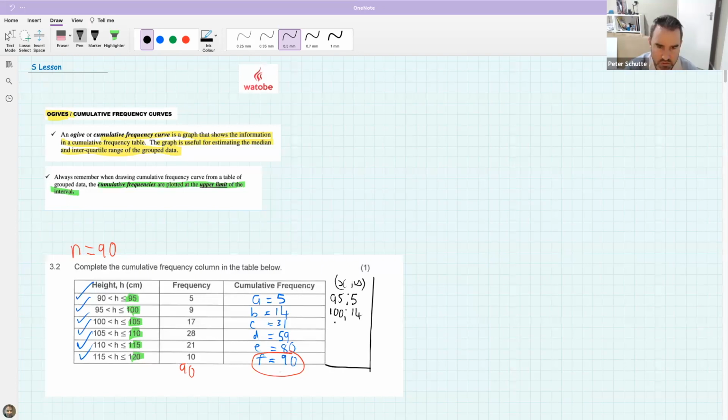Can you fill out the next 4 points on the ogive for me? What are the next 4 points?